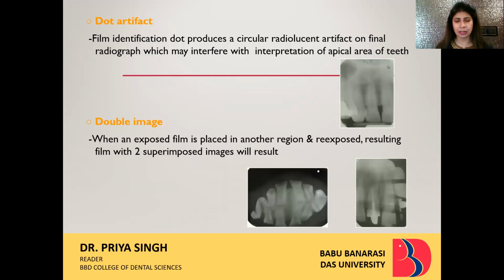Next is the dot artifact. In all intraoral radiographic films, you will see that there is an elevation at one end. That dot is nothing but the occlusal dot. It has been given the name occlusal dot because if you are taking a maxillary radiograph, it has to be placed downwards, and if you are taking for mandibular, it has to be placed upwards, so that identification of the tooth becomes easy. This identification dot produces a circular radiolucent artifact on the final radiograph.